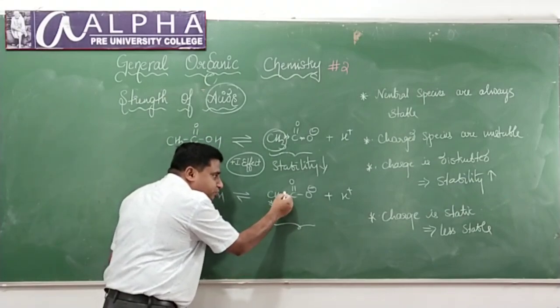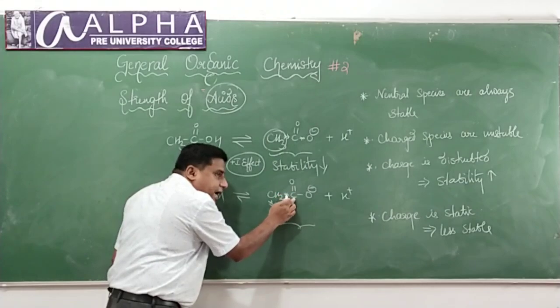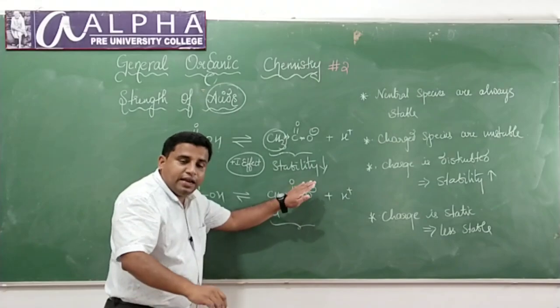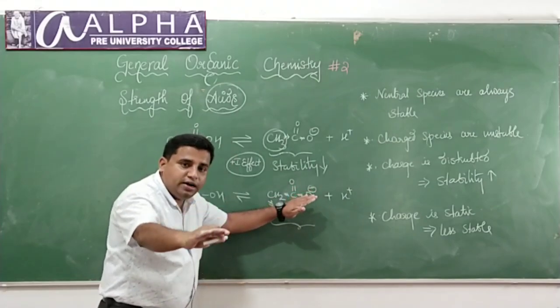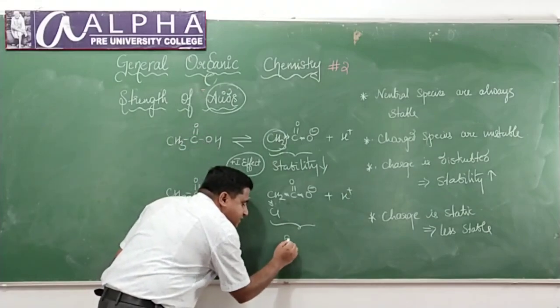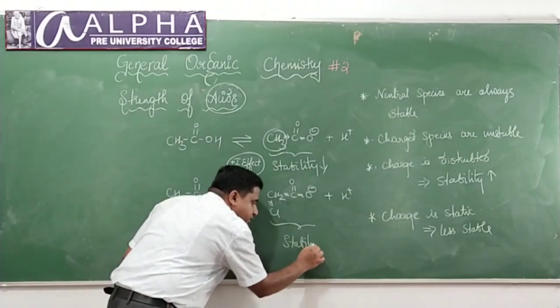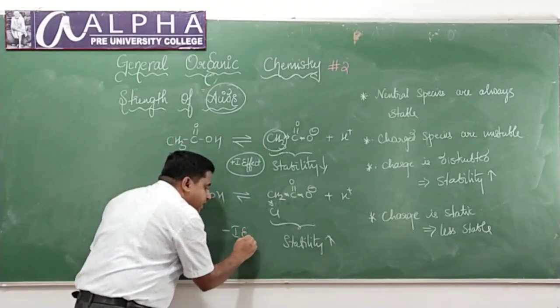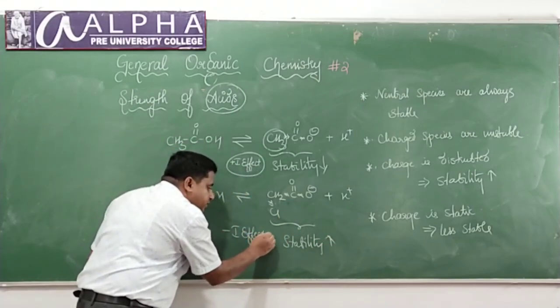This carbon will start pulling the electrons from this carbon, and carbon will start pulling the electrons from oxygen. That means the negative charge on oxygen keeps on decreasing. When the negative charge on oxygen keeps on decreasing, the stability will increase. What is this effect? This effect is nothing but negative inductive effect.